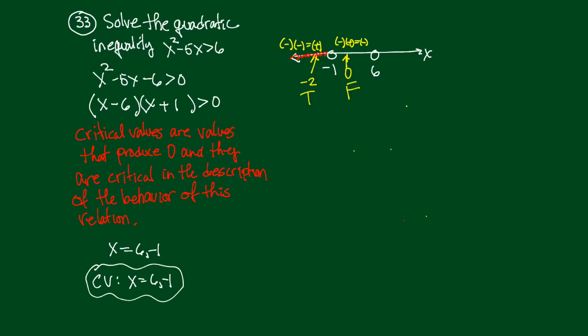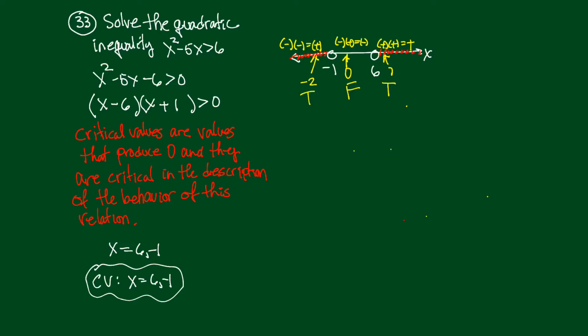Now let's check this region over here. Pick a number, any number bigger than 6, like maybe 7. And if you take that 7 and put it back into this expression here, 7 minus 6 is positive, 7 plus 1 is positive. So both these factors are positive. So I'd get a positive times a positive, which surely is positive. What have I got? Positive greater than 0? Yeah, it's true. So I get a true statement right here. And that gives me solutions over here.